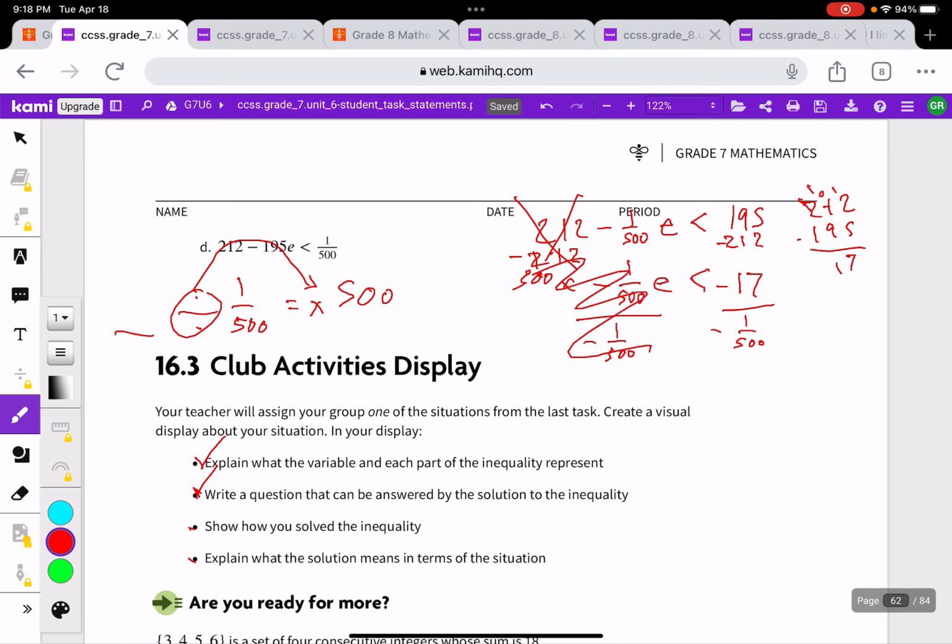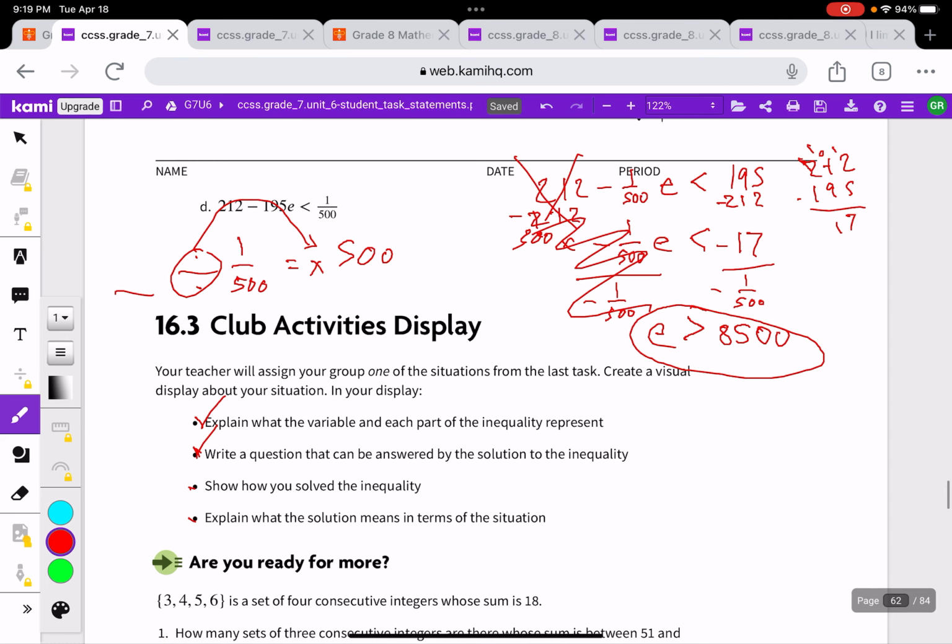So timesing a negative 17, I now have E on this side. I have to flip that around because I've divided by a negative. It's now going to flip. And now I have to do 17 times 500. Well, that's the same as 17 times 5 with 2 zeros. 17 times 5 is the same as 7 times 5 plus 10 times 5. That's 35 plus 50. That would be 85 with 2 zeros. And a negative divided by a negative is positive. So guess what? This makes sense.